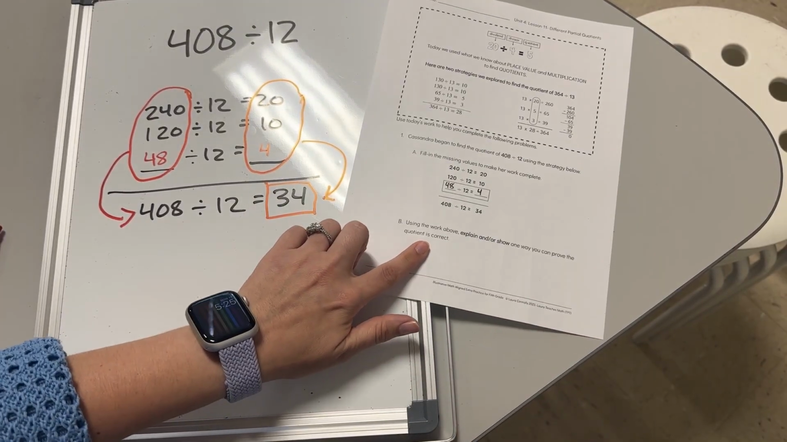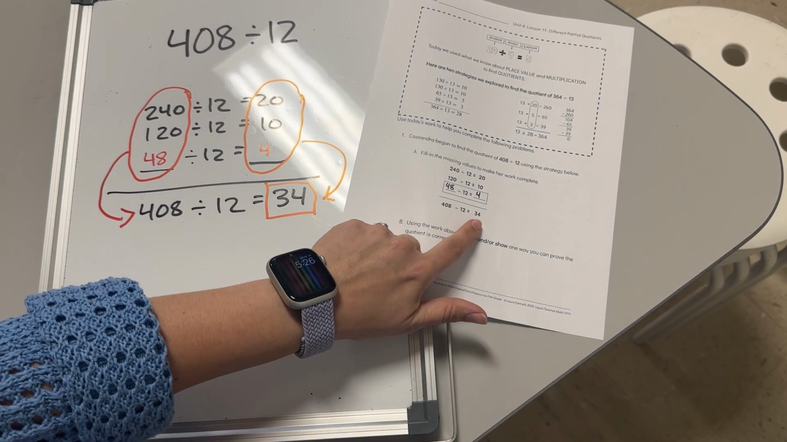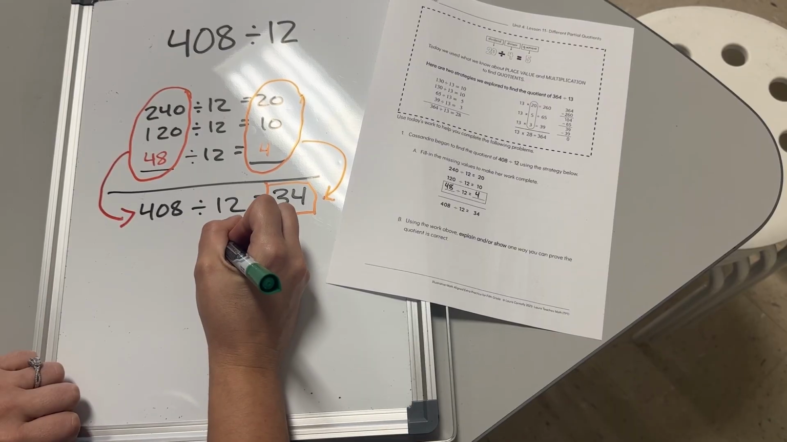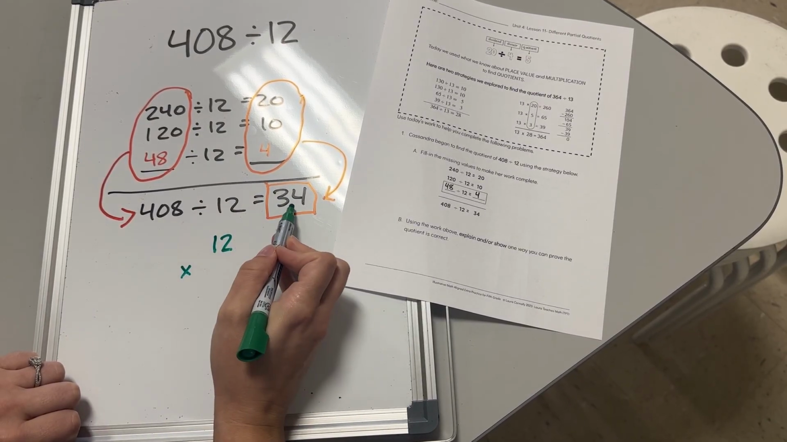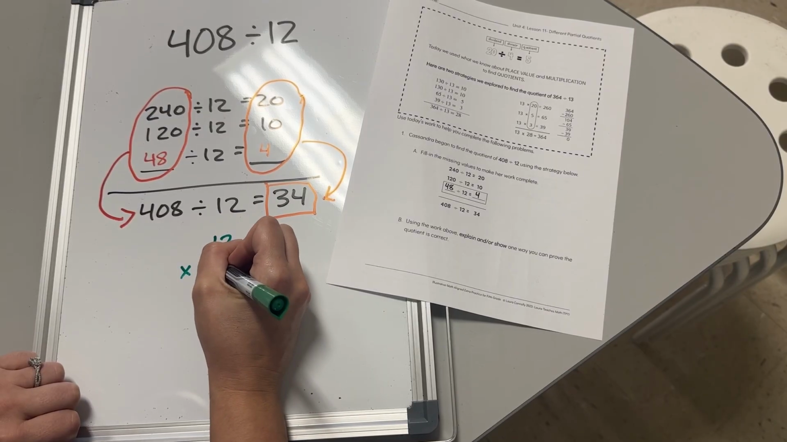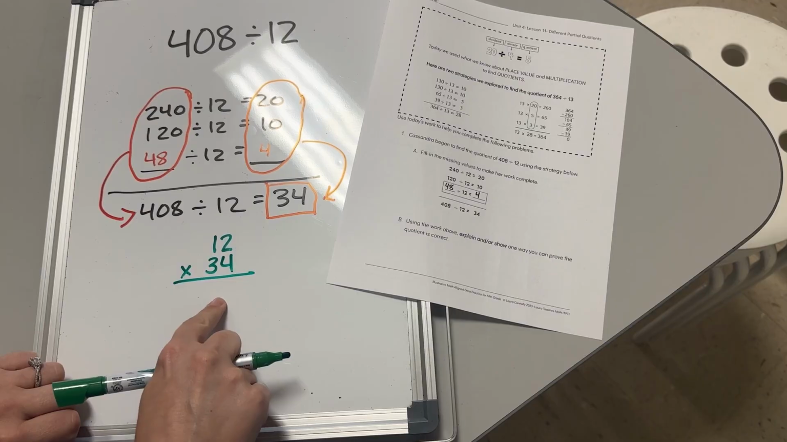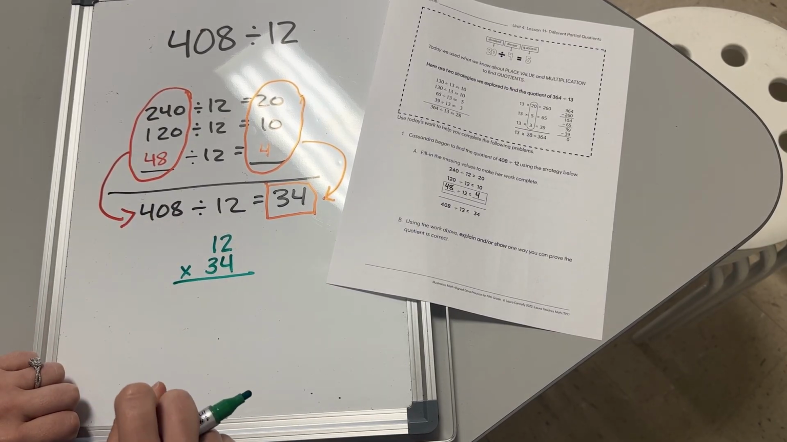And for B, it wants us to explain or show a way that we can prove that this quotient is correct, this final quotient of 34. Well, anytime I'm doing division, I can check my work with multiplication. So what I would do is I'd take that divisor of 12, I would multiply it with my quotient here of 34, and as long as the product that I get is 408, then I know that I'm correct.